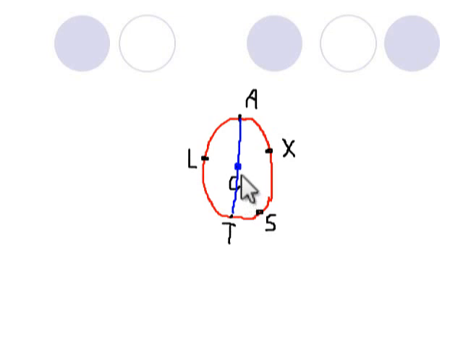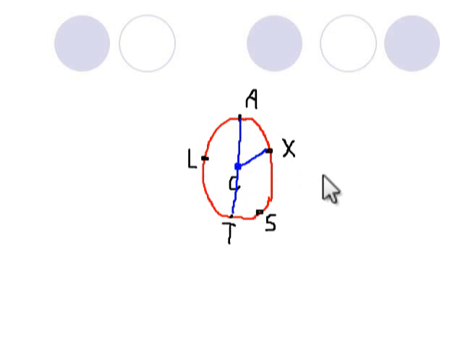A radius goes from the center to an outside point. So CL would be a radius. CT would be a radius. I could draw that. CS, if I drew that, would be a radius. CX could be a radius. And CA could be a radius.